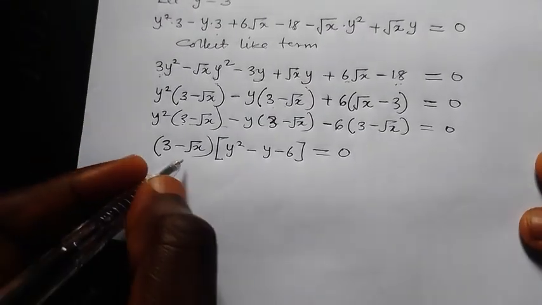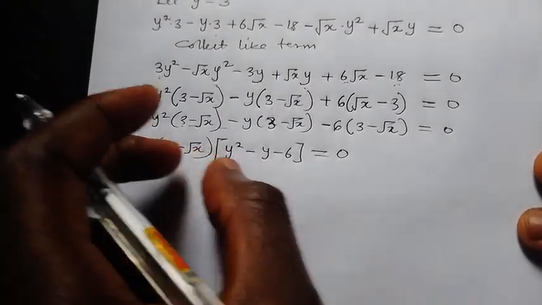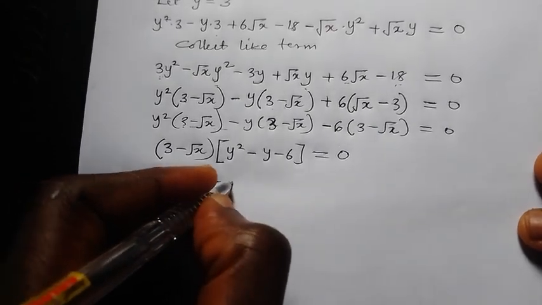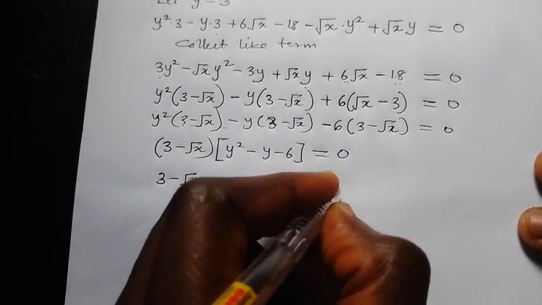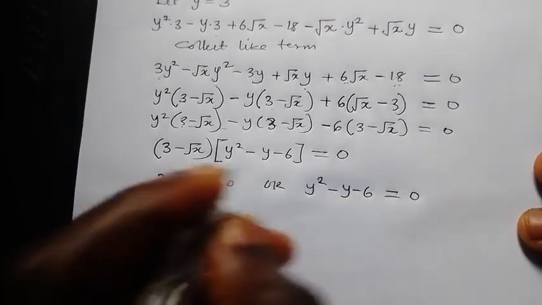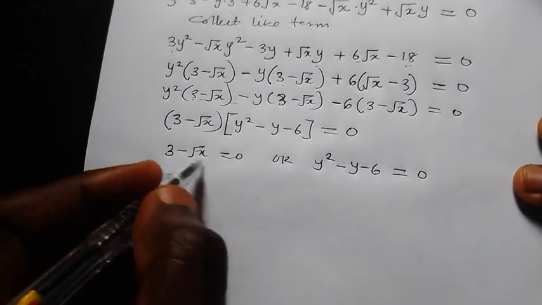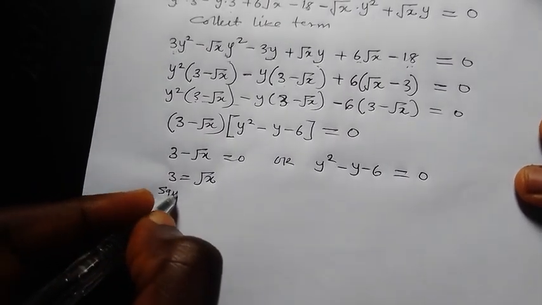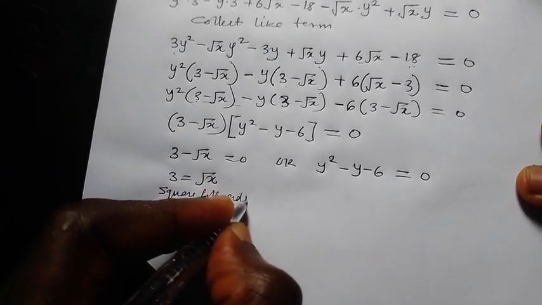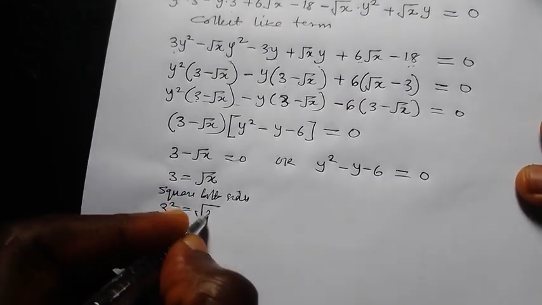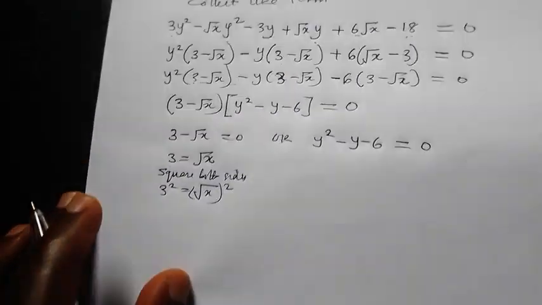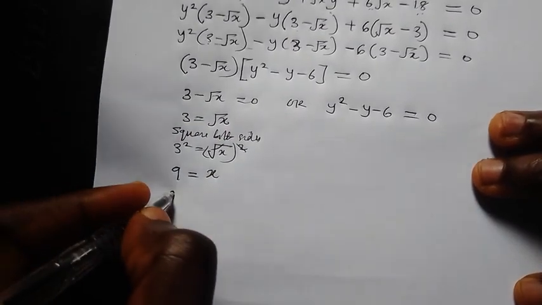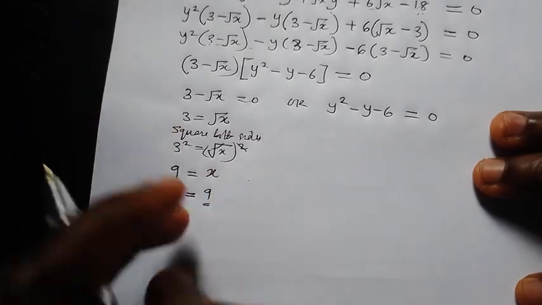Alright, so now from this, for these two terms multiplying themselves to be 0, it means it's either 3 minus root x is 0 or y squared minus y minus 6 is equals to 0. Okay, that makes sense. Then from here we can solve for x and say 3 equals to root x. Alright, then if we square both sides, 3 squared is equals to root x all squared, which gives us 9 to be equals to x. The square just eliminates the root. Then we can confirm that one of the solutions of x is 9.